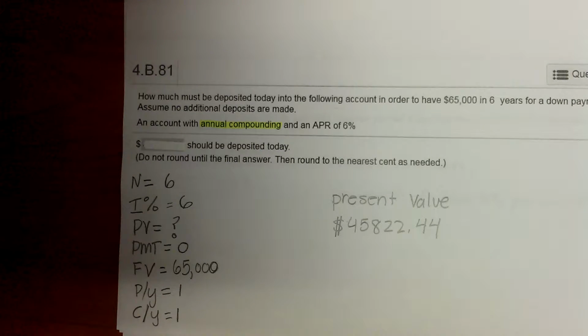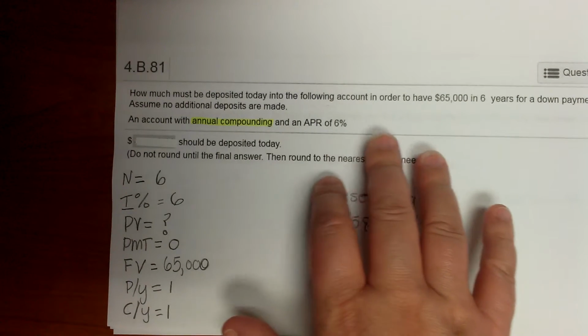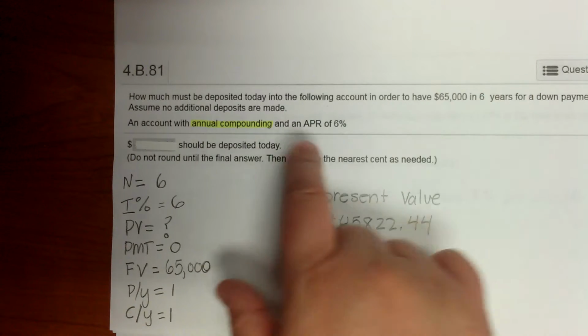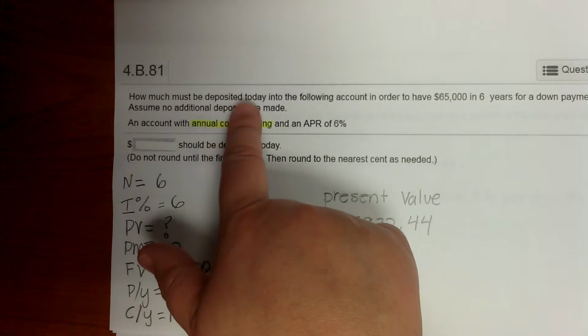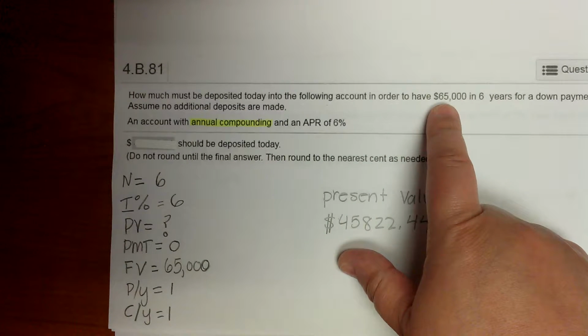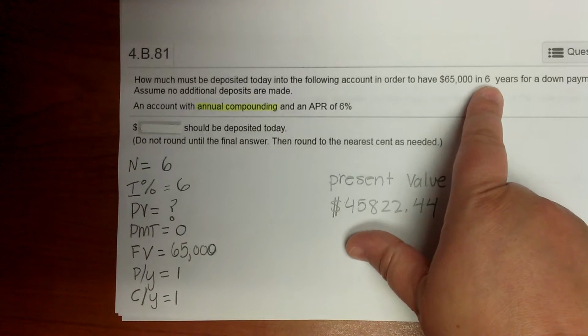For this example here, we're looking for present value. We have an account that's annual compounding at 6%. We're doing this for 6 years, and we need to figure out how much we need to deposit today in order to have $65,000 in 6 years. So that's our future value. That's what we want in 6 years.